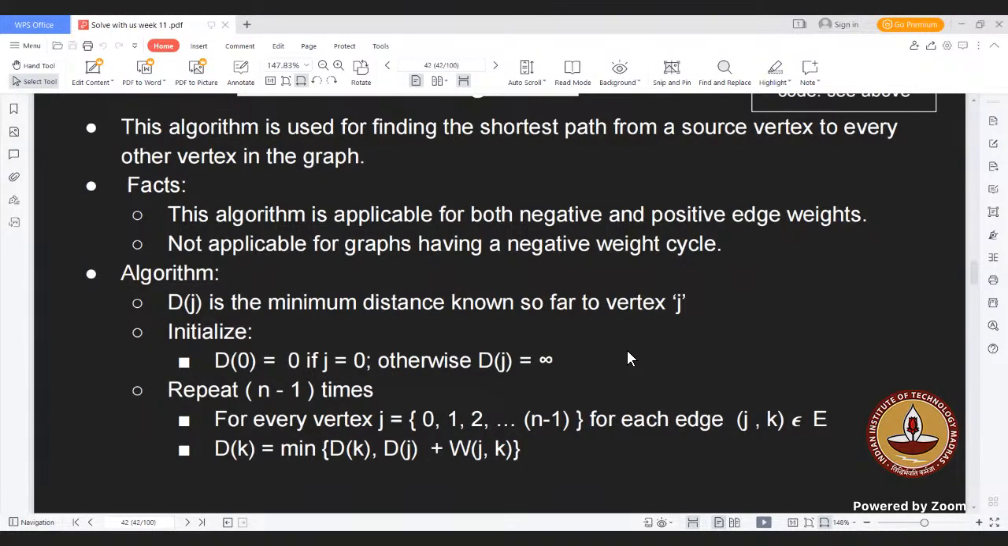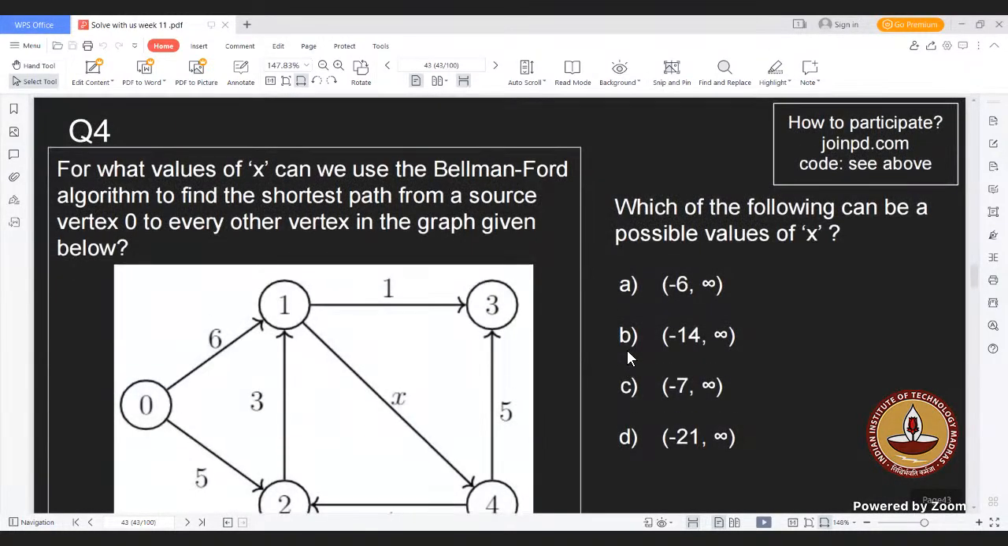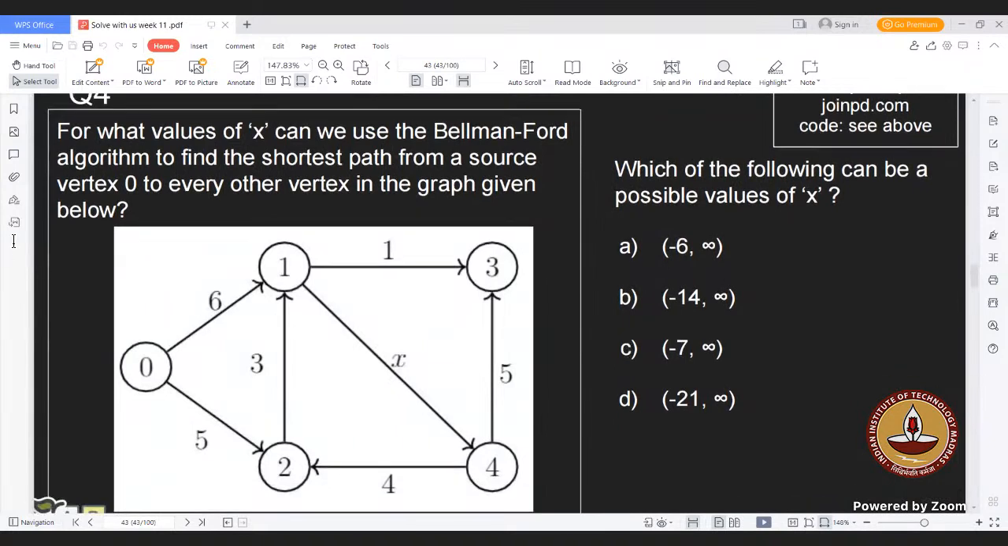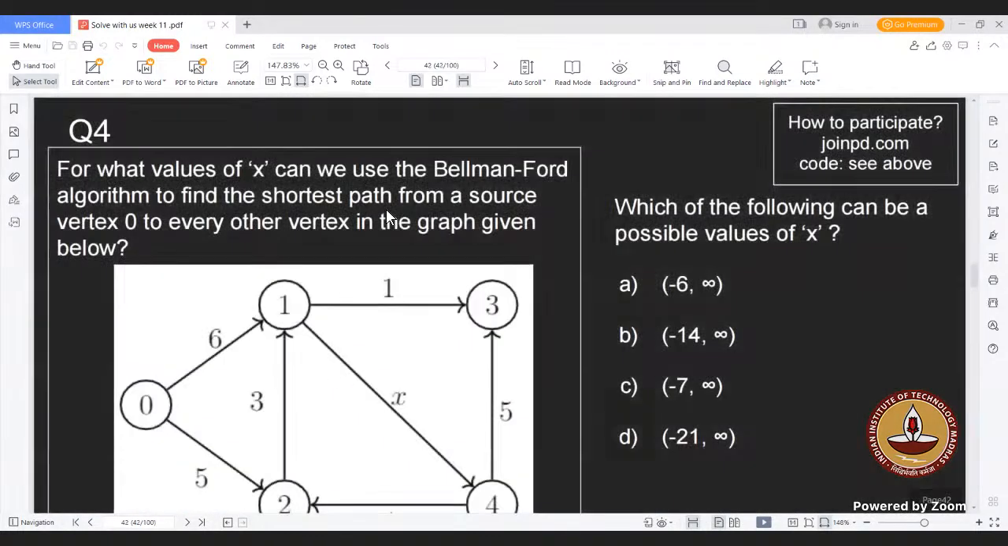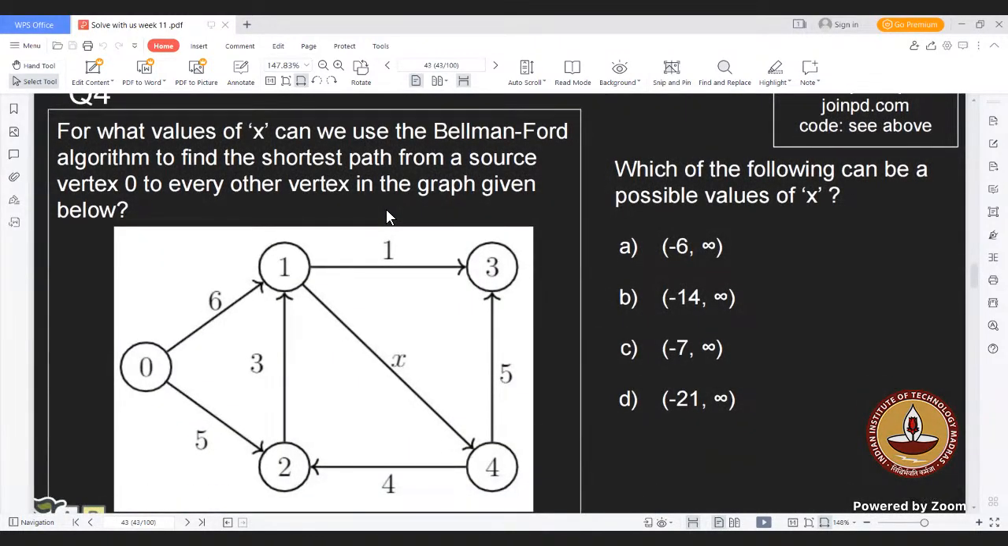We'll see what it is now. For what values of x can we use the Bellman-Ford algorithm to find the shortest path from a source vertex to every other vertex? We'll see what the Bellman-Ford algorithm is in the next question, but before that, we'll just solve this question.